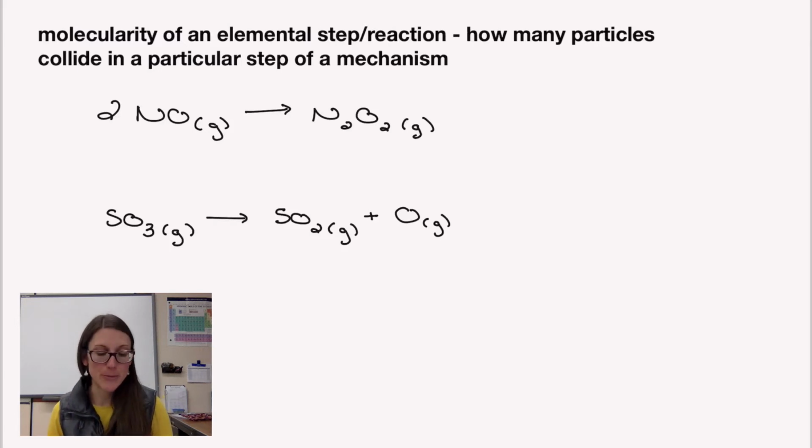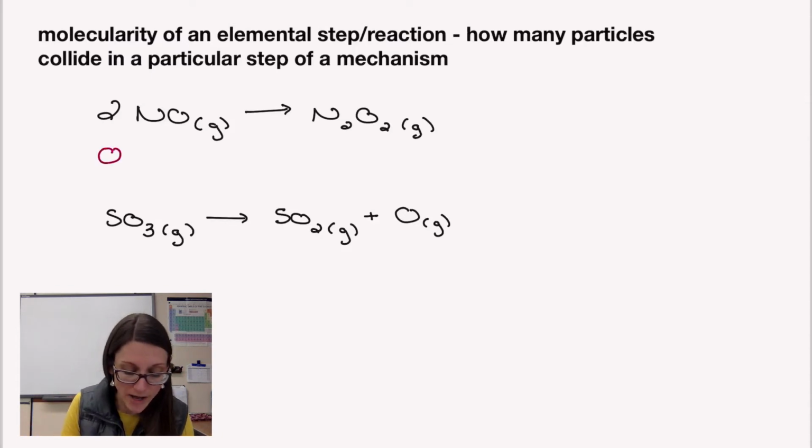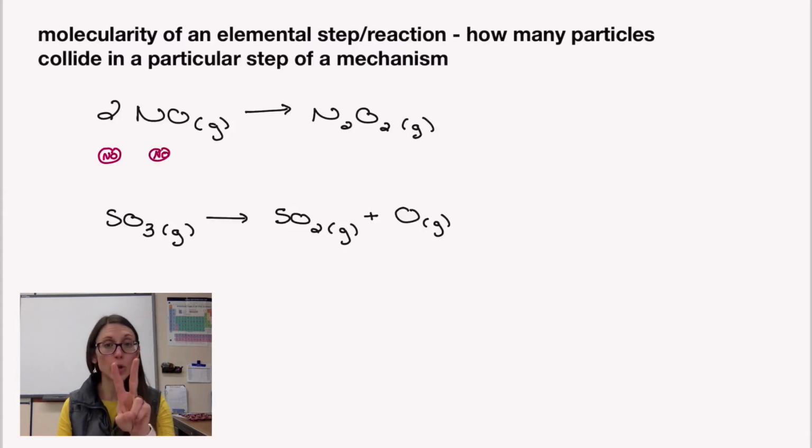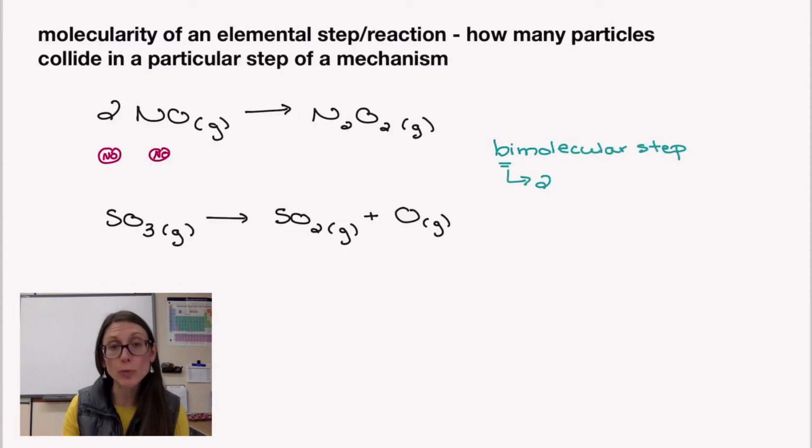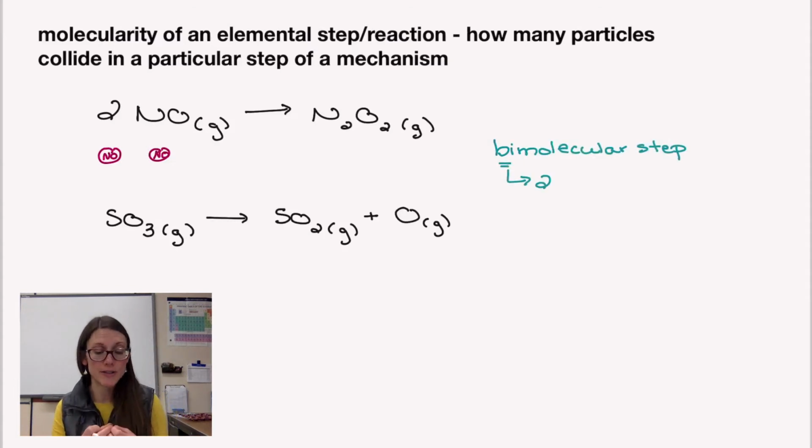So if we look at the examples I have down below here, on the left-hand side, focusing on the reactants for your molecularity, there are two NO molecules. So I have one NO molecule that has to react with a second NO molecule. So since there are two particles reacting with one another, we say that this is a bimolecular step because two particles collided during this step.